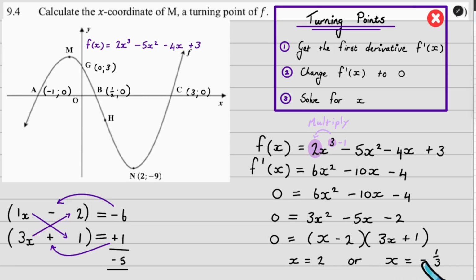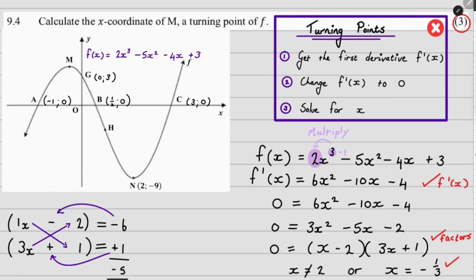So you can see we've got two answers here because we've got two turning points on the cubic graph. And the 2 belongs to n. So this minus a third must belong to m. So I'm just going to put a stroke through the equal sign here to reject that one and show them this is my final answer. And our 3 marks in this question will come from the correct first derivative, the correct factors, as well as the correct x value for m.